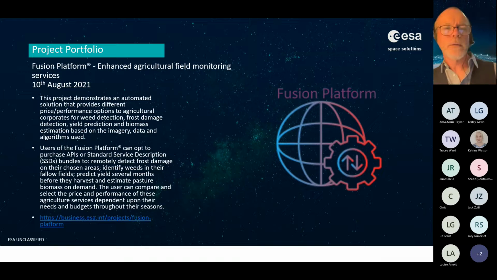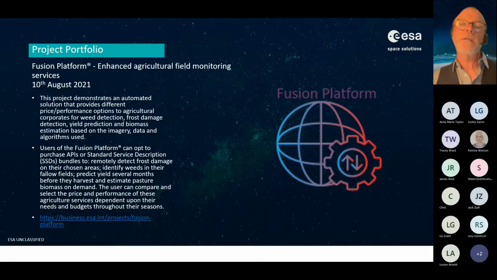Thank you very much. Fusion Platform, another Scottish applicant. A demonstration, an automated solution that provides different price and performance options to agriculture companies and corporates for weed detection and frost damage detection and yield prediction, as well as biomass estimation based on imagery and algorithms and data. This is being sold across the world. So again, a great demonstration of another sector. Agriculture is full of fantastic uses for space tech.